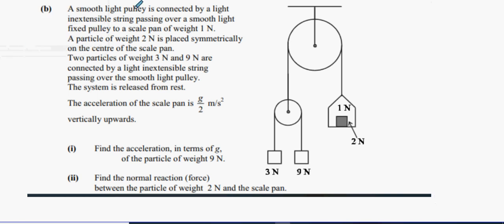A smooth light pulley is connected by a light inextensible string passing over a smooth light fixed pulley, scale pan weight 1 Newton. Alright, the scale pan weighs 1 Newton, but the weight that's on it is 2 Newtons. So overall, just treat it as 3 Newtons. Is that okay? 3 Newtons going downwards. Is that right? 3 Newtons.